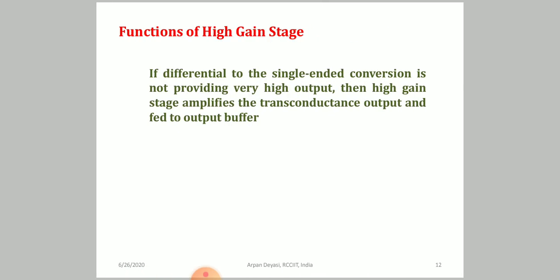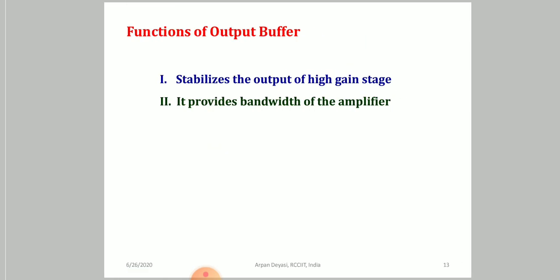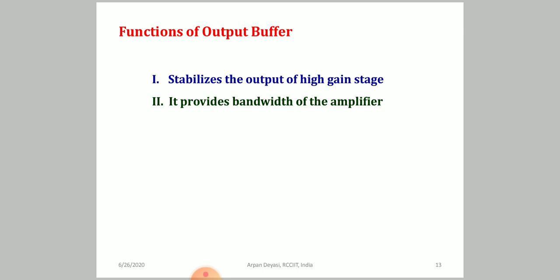Next I am going to the function of the high gain stage. Naturally, if the gain of the differential amplifier is low, then it should be raised, and you require some booster or intermediate amplifier stage, and this is also covered in our behavioral circuits in the analog electronics course. So the high gain stage amplifies the transconductance output and feeds it to the output buffer, as already shown in my block diagram.